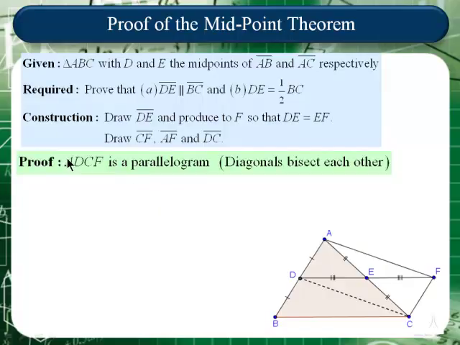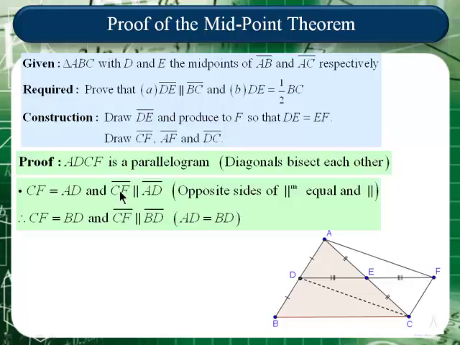Now let us look at the proof. Firstly, we observe that ADCF, this quadrilateral, is a parallelogram because it's clear here that the diagonals bisect each other. So from this we can therefore conclude that opposite sides must be equal and parallel. So therefore CF is equal to AD, and furthermore line segment CF is parallel to line segment AD.